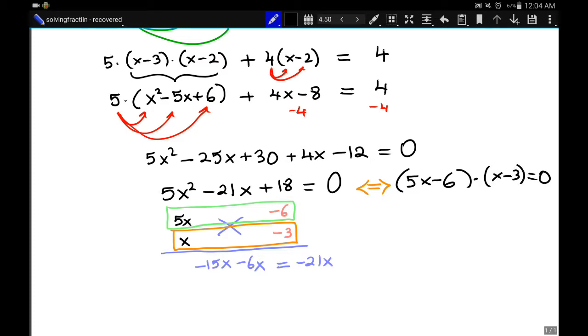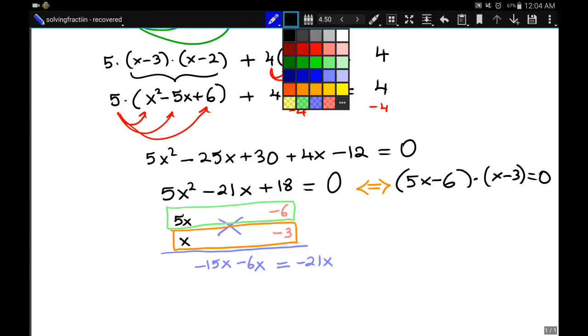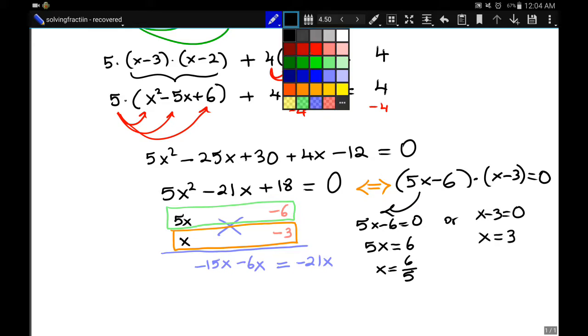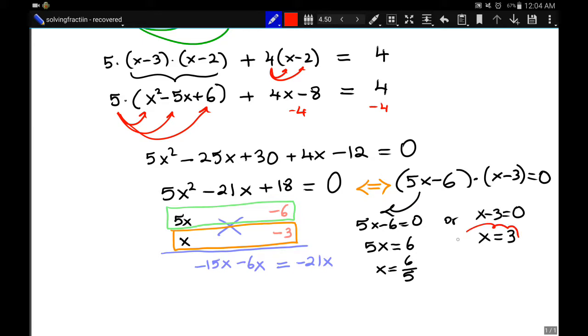In order for this to be 0, one of the factors must be 0. Then you can say 5x minus 6 equals 0. 5x equals 6, so x is equal to 6 over 5. This is one of the solutions. Or x minus 3 is 0. Add 3 to both sides, so you get x equals 3 as another solution. So this problem has two solutions here.